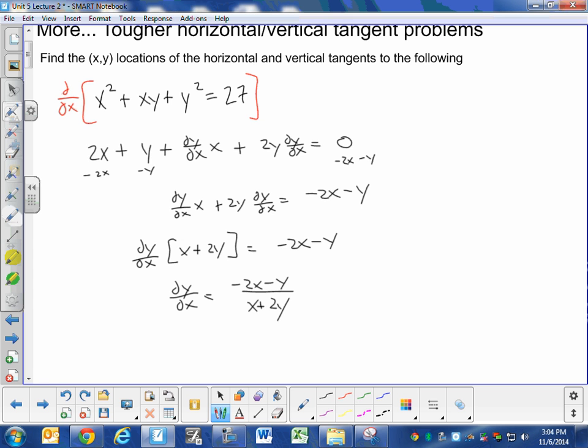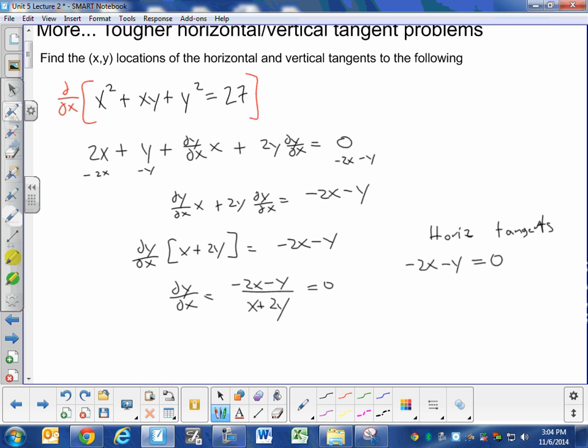You with me, Mr. Sexton? All right, great. Well, if I wanted to find my horizontal tangents, I take my derivative and set it equal to 0, right? Well, when I have a fraction set equal to 0, I just need to worry about when the numerator is equal to 0.